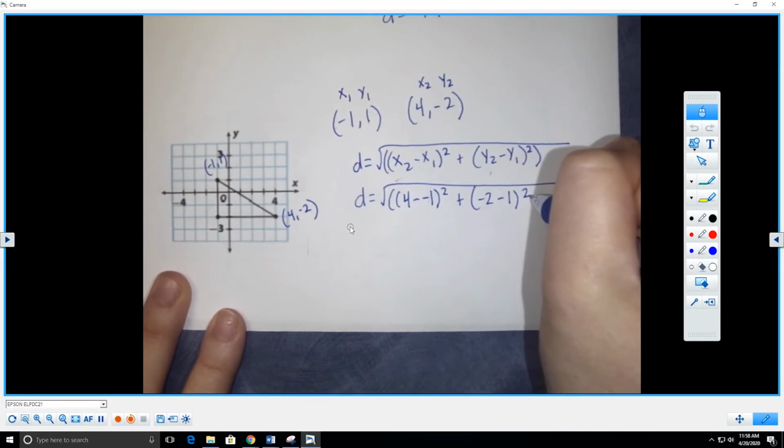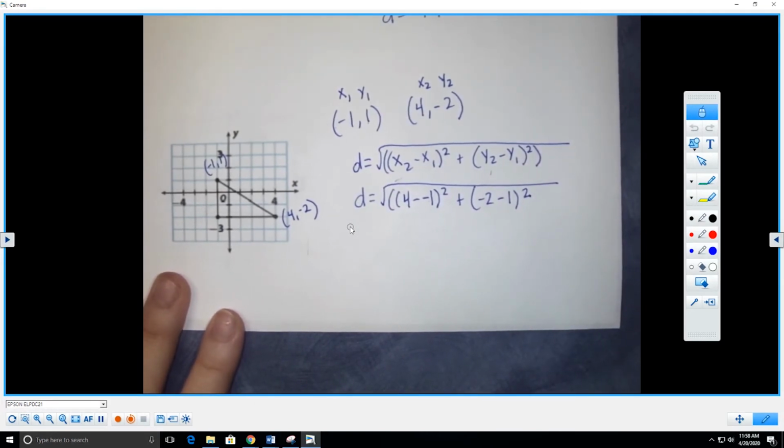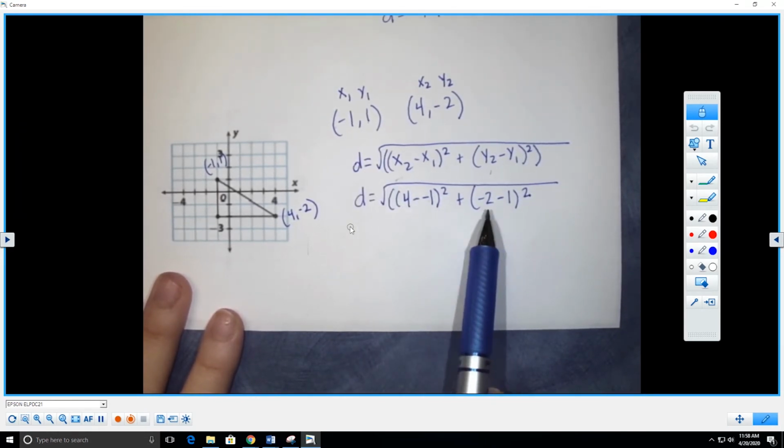squared. Now remember the order of operations. In this case, you're going to subtract these before you raise anything to a power of 2 because I have my parentheses here. Okay, and we do what's in parentheses first. Also, don't forget the integer rules of addition and subtraction.